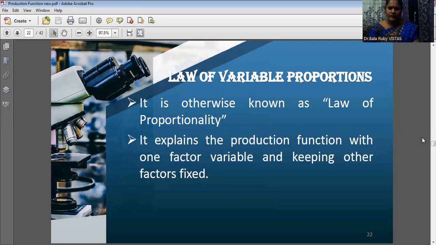Listen very carefully. This law of variable proportions explains the production function. What is the meaning of production function? Production function means it tells the relationship between input as well as output. At the same time, we are assuming one factor as a variable factor and other factors are constant factors. Moreover, this law of variable proportions is otherwise known as the law of proportionality.